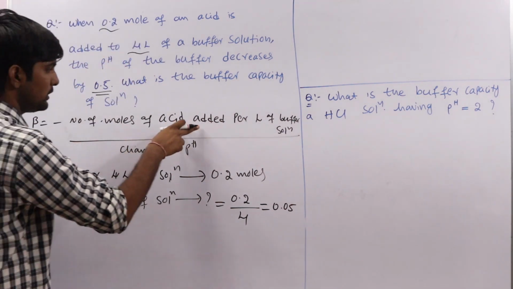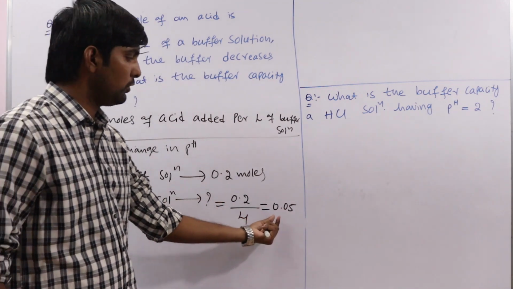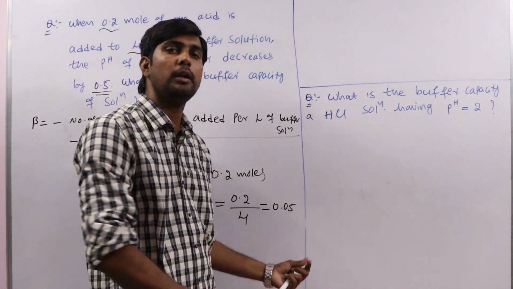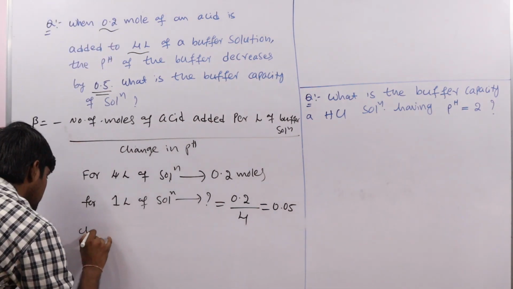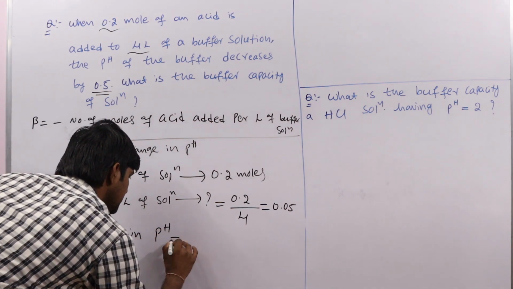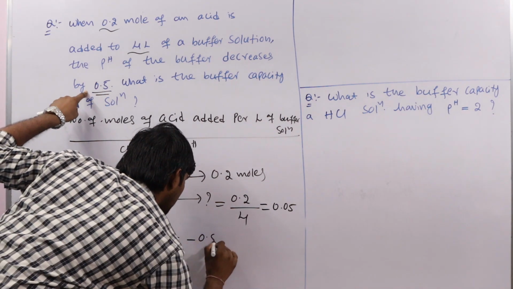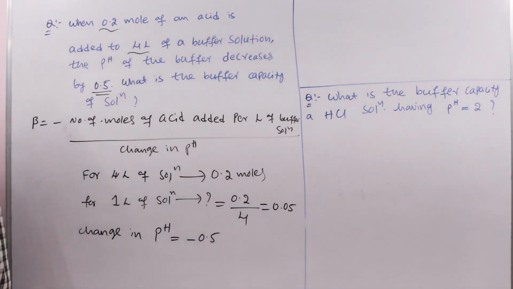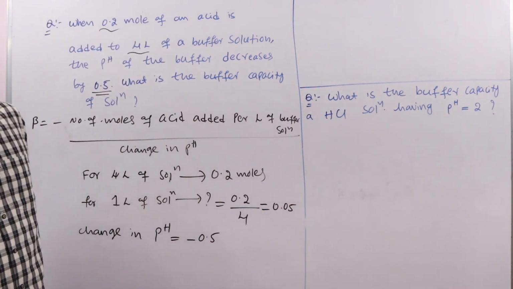So per liter, how many moles of acid is added? 0.05 moles of acid is added. And also the change in pH. Change in pH is equal to minus 0.5, because the pH is decreased. So that's why the change in pH equals minus 0.5.